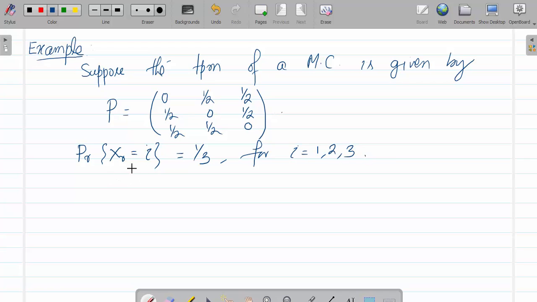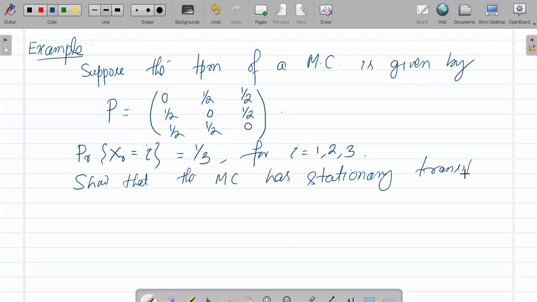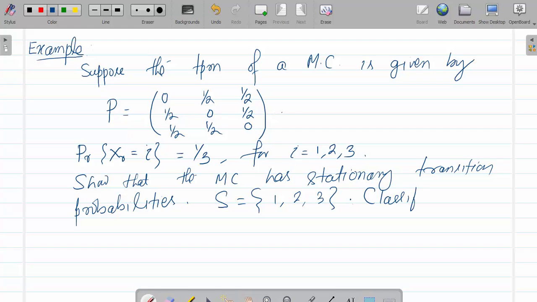This is called the initial distribution of X0, so that the Markov chain has stationary transition probabilities, the state space S equal to {1, 2, 3}, and classify the states of the Markov chain.